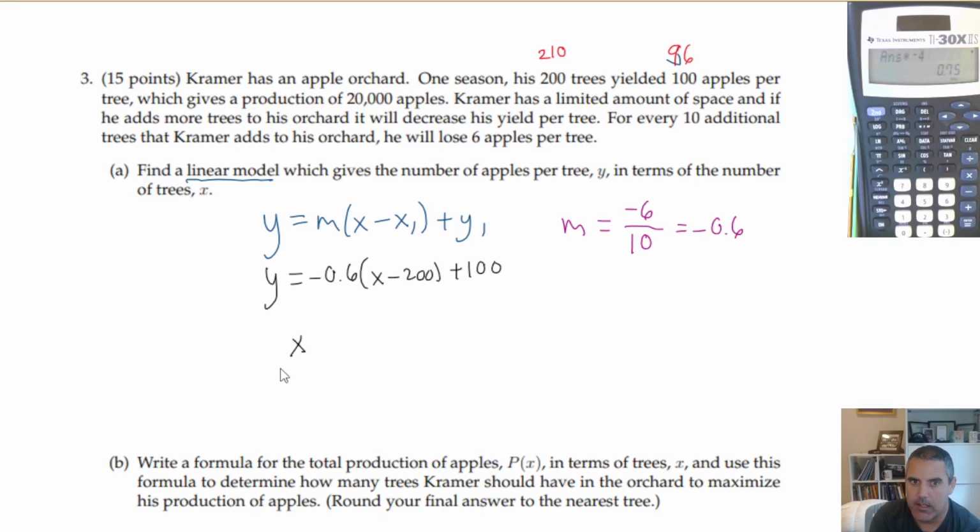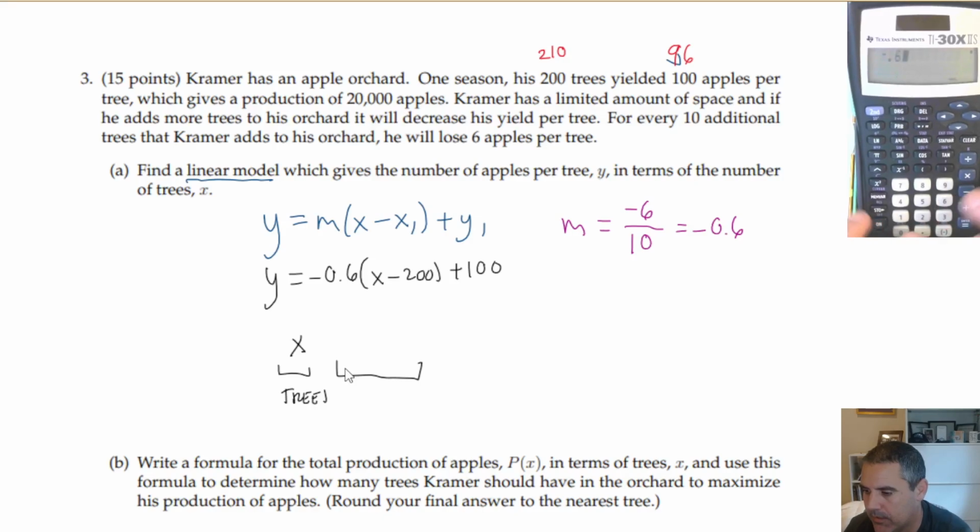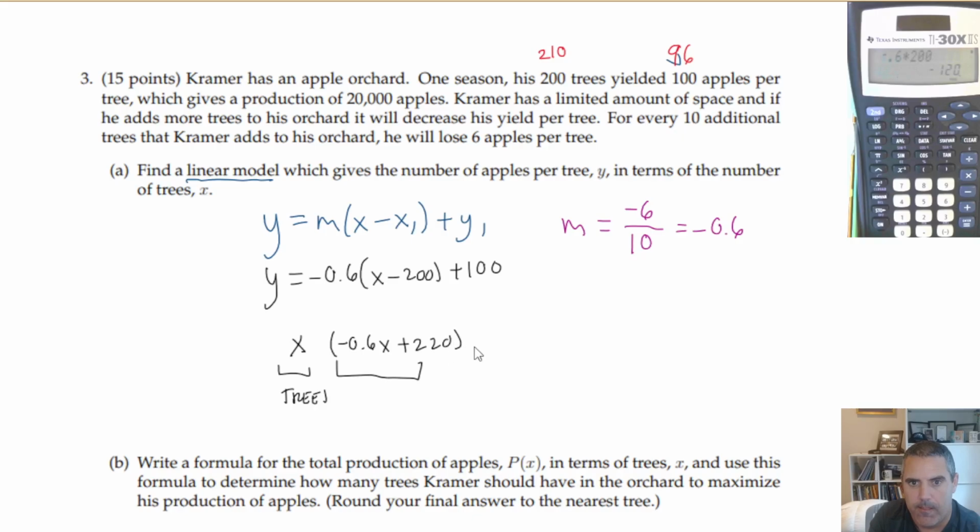X is the trees. Y is the apples per tree. And I think I would probably do negative 0.6 times 200, which is going to end up being positive 120. So I think this is going to be negative 0.6x plus 120, so plus 220. Expand it out. So that's your function that represents this next part, production.